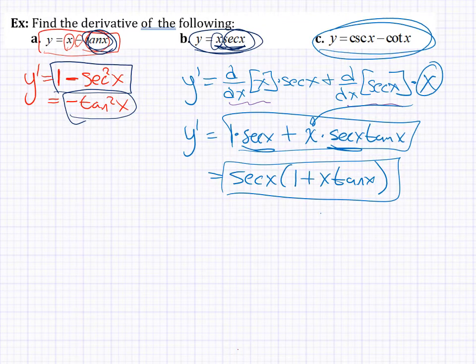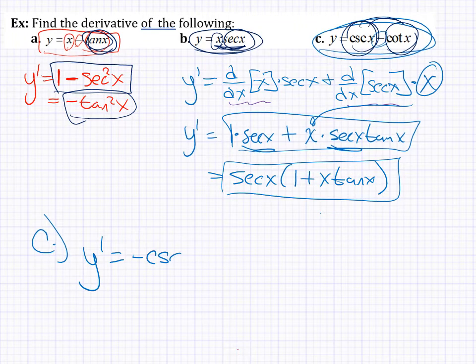So here, it's just a difference. So we can take the derivative of this function separate from this function, but each one is one of those trig functions. We would need to know the derivative. So to find the derivative of c, y prime would be the derivative of cosecant, which is negative cosecant x cotangent x, minus the derivative of cotangent x, which is negative cosecant squared, so then this would become plus cosecant squared x.